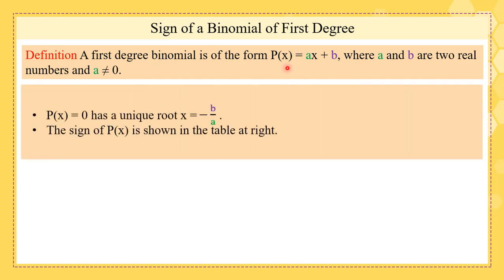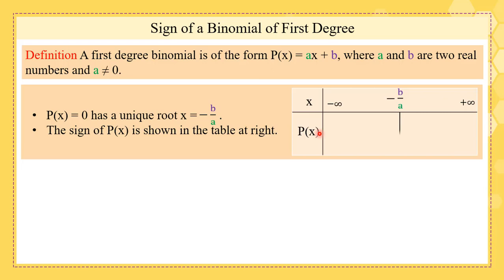Now, how do we find the sign of a binomial of first degree? First, we have to find the root of p of x. In other words, we set ax plus b equal to 0 to find that x is minus b over a, and then we draw a table of signs, or a sign table, as follows. This is x. X varies from minus infinity to plus infinity. We have to put this root here, and this is p of x. Because this is a root, we put a 0 here, and then we write the signs as opposite sign of a and same sign as a. Remember, this is a.